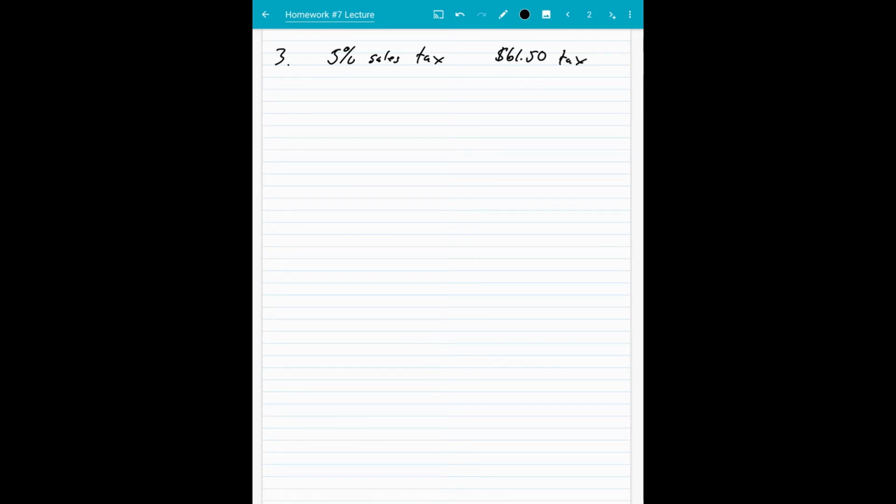$61.50 in tax. What was the price of the mountain bike before the tax? So it wants to know the price of the mountain bike. Remember, tax is based off of whatever you purchase. So it would be your X, that would be your purchase, times the sales tax, which would be 0.05. That'd be your sales tax. And that should equal your tax, which is $61.50. That's what the formula looks like. Take your purchase times tax rate equals how much you pay in tax.